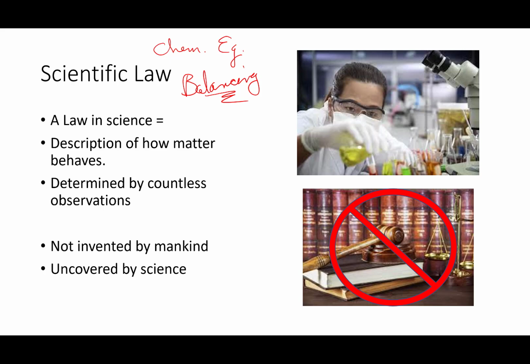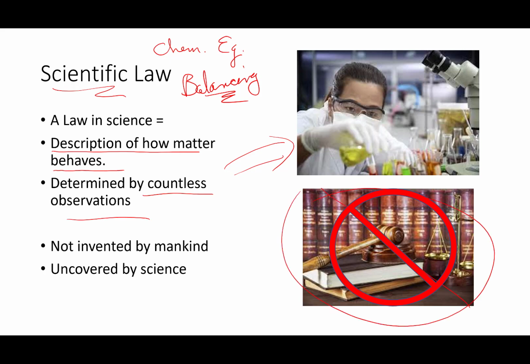But before we get into that, let's talk about what a scientific law is. A law in science is a description of how matter behaves. Now, this is determined by countless observations by a multitude of scientists over many generations of people doing science. This is not a man-made law. This is not something that a group of people got together and said, hey, I think we should do it this way. It is uncovered by scientists.